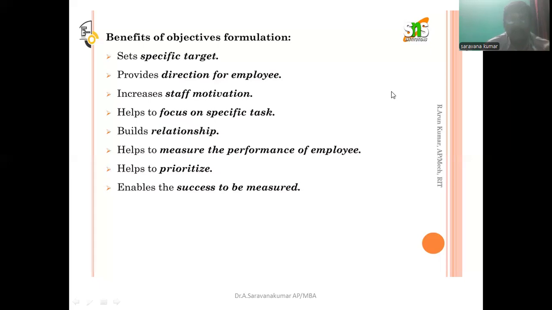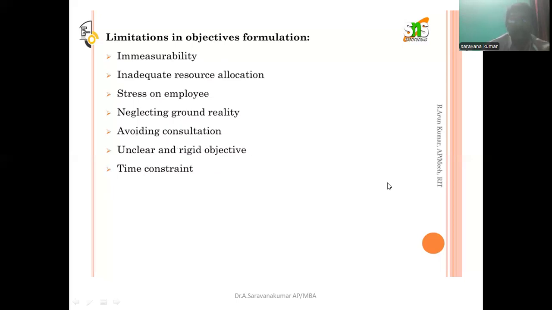It helps to focus on specific tasks, build relationships, helps to measure the performance of employees, helps to prioritize, and enables the success to be measured. So these are the benefits of objective formulation. So these are the advantages we have seen.